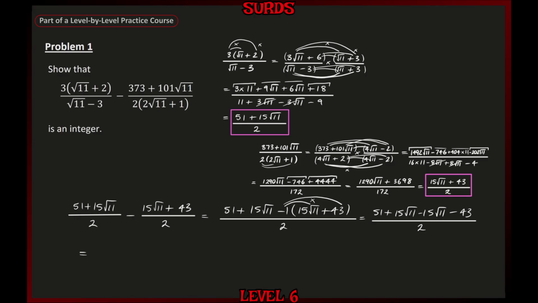Now looking at that numerator, we can simplify further. So the 15 root 11 and the minus 15 root 11 cancel out. The 51 minus 43 gives us 8. So our fraction now becomes 8 over 2. And 8 divided by 2 just gives us 4. And 4 is an integer, which we were expecting, and is our final answer to problem 1.